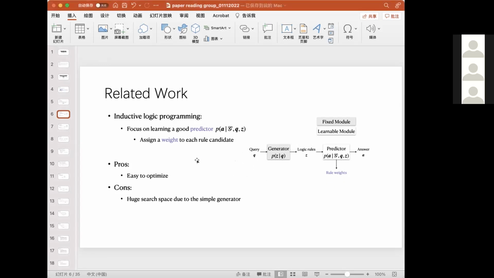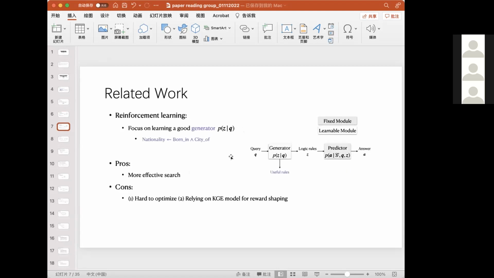Because inductive logic programming usually has a very simple generator, which can just enumerate all the relational paths appearing in the knowledge graph, this kind of method essentially suffers from a huge search space of logical rules. That causes challenges for the running time of this kind of approach.